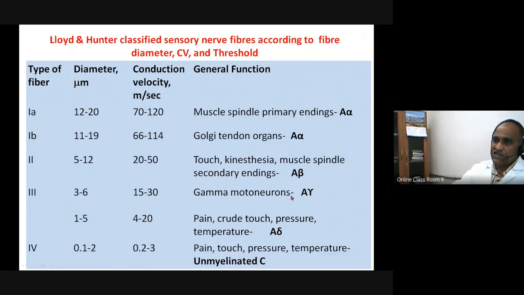So already this is corresponding to gamma motor neurons, the pain, crude touch, pressure, temperature, A delta fibers. So this is about group 3 fibers. Then group 4 fibers are unmyelinated C fibers. So they carry pain, touch, pressure, temperature, etc. This is about the Lloyd and Hunter classification based upon the diameter, the conduction velocity, and the threshold.